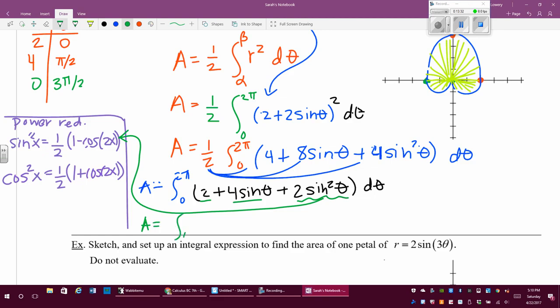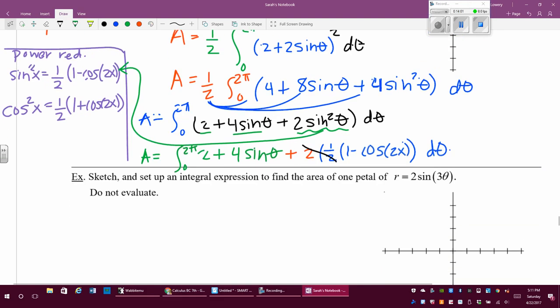So integral from 0 to 2 pi of 2 plus 4 sine theta plus 2, and I'm going to turn this guy into 1/2 times 1 minus cosine of 2 theta d theta. Immediately these cancel out and go away. And I continue this by hand and go ahead and take the antiderivative.